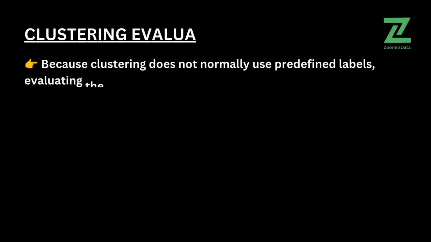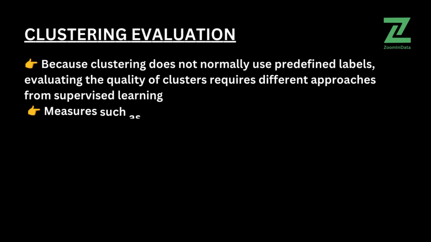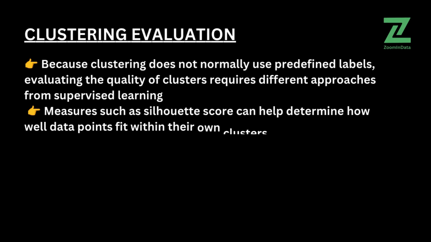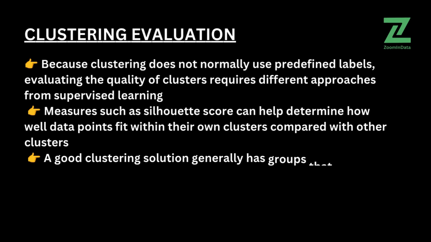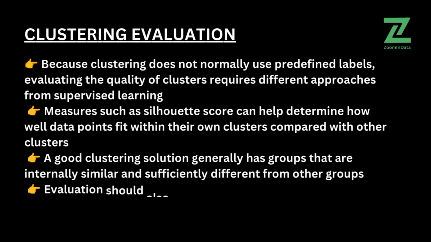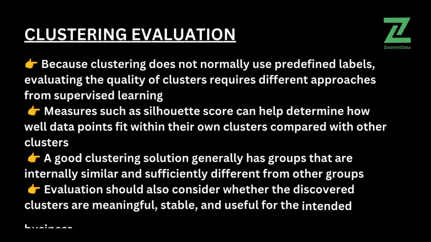Because clustering does not normally use predefined labels, evaluating the quality of clusters requires different approaches from supervised learning. Measures such as silhouette score can help determine how well data points fit within their own clusters compared with other clusters. A good clustering solution generally has groups that are internally similar and sufficiently different from other groups. Evaluation should also consider whether the discovered clusters are meaningful and stable.